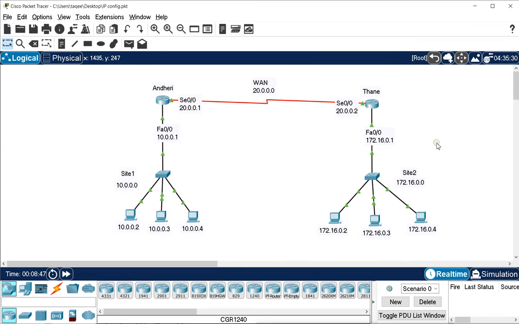Now these two sites, these two LAN networks, these two subnets are here. What I want is to connect this network to the 172.16.0.0 network. Connecting them is what is done by the router, and the router will connect those different networks.